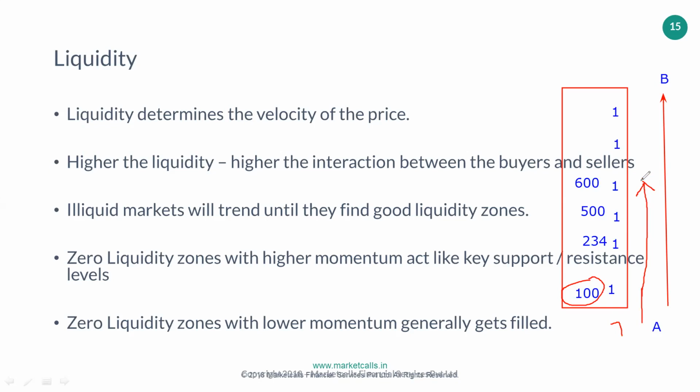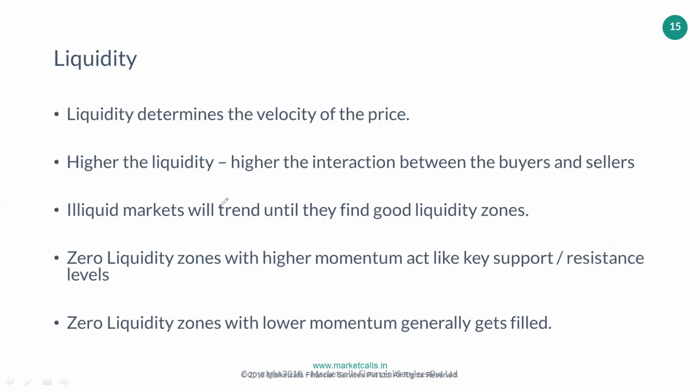So when the price is traveling in high liquidity zones, we talked about it. These are high liquidity zones and these are low liquidity zones. Illiquid markets will trend until they find good liquidity zones. Illiquid market means very low volumes on the order book. That will easily trend, and it will trend faster.